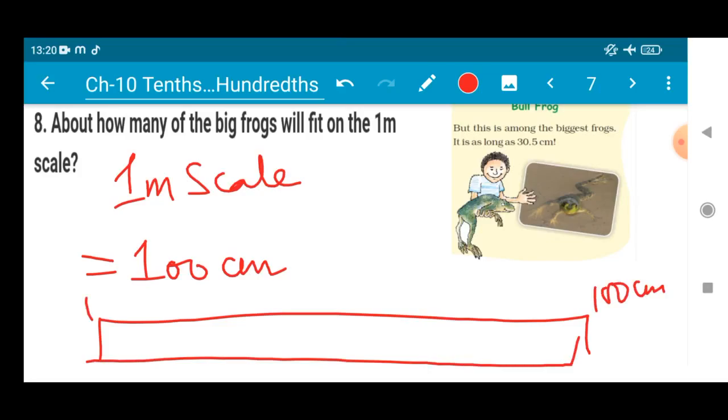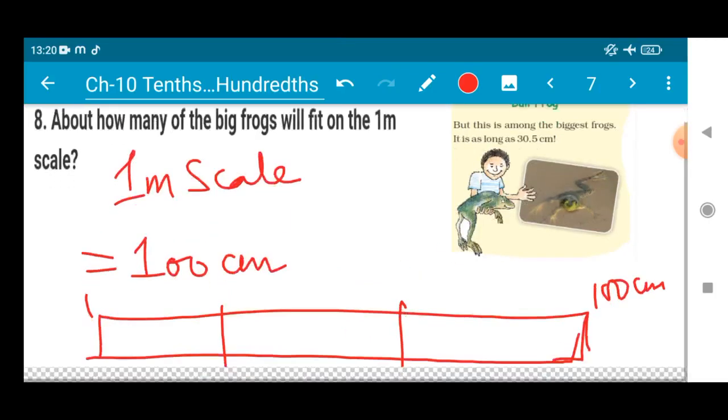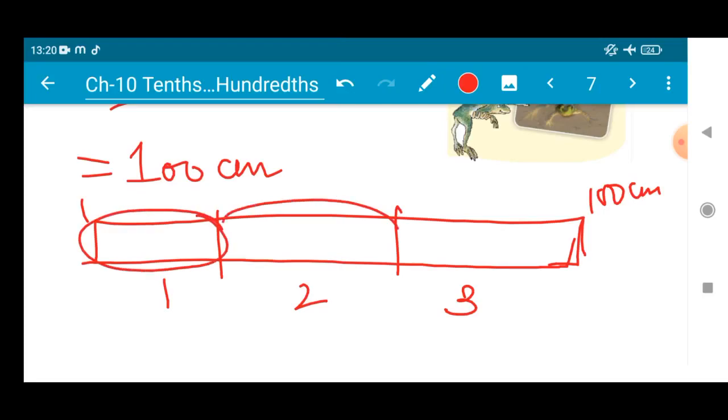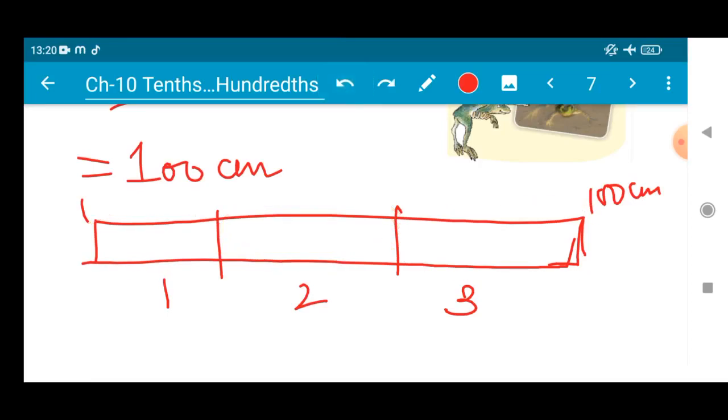Now within this 100 centimeter, how many big frogs can you accommodate? So 30 first, then 30, 60, then 90. So how many big frogs? 1, 2 and 3. One big frog is going to accommodate this place, the second big frog is going to take this place, and the third will be accommodating this place. So 30, 30, 30, 90, approximately 3.